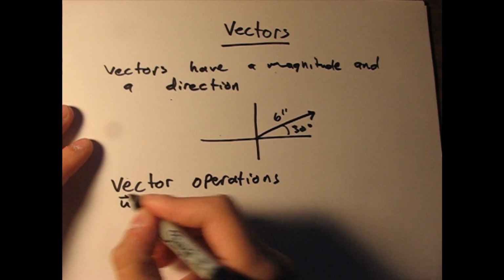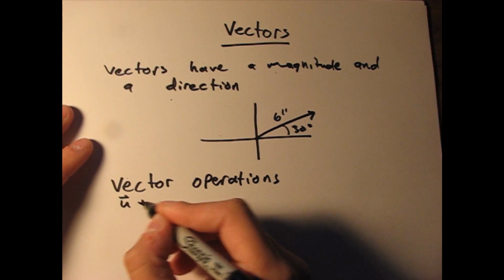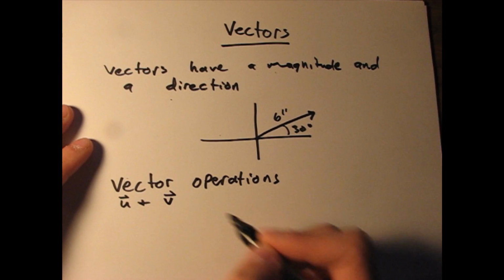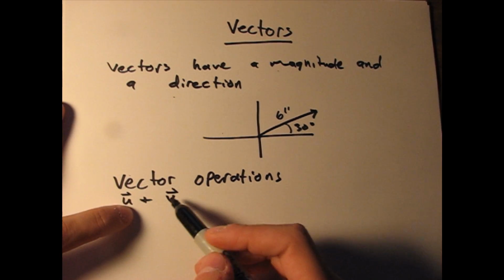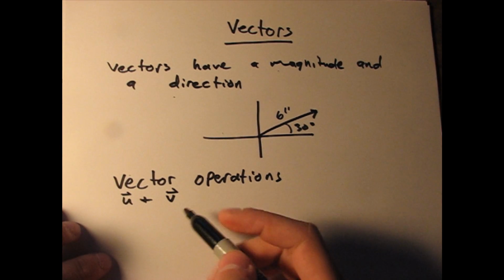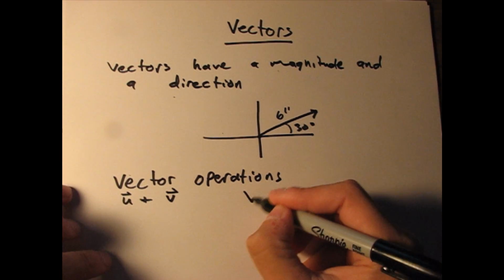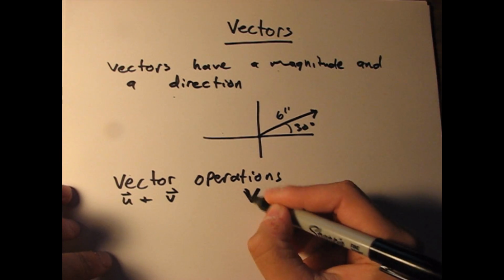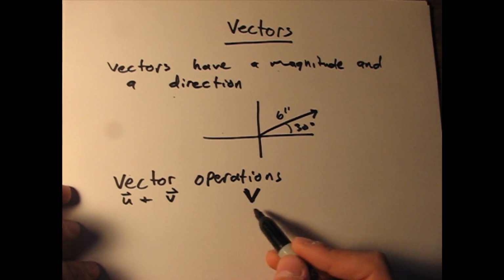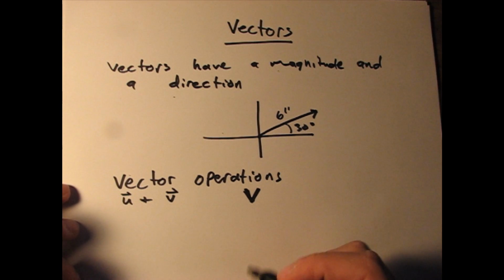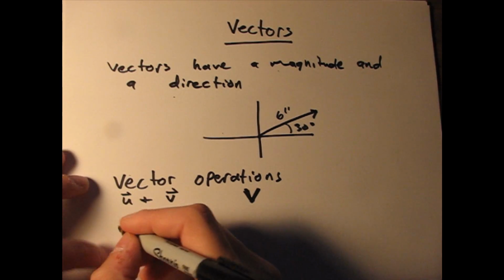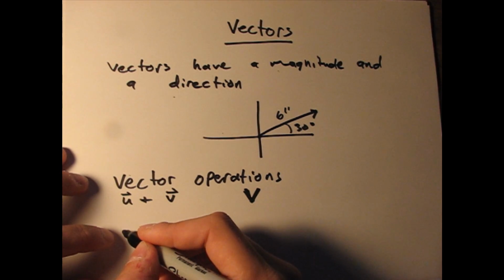For vector u and vector v, this is how you would denote it, either with some sort of arrow on top, or in some textbooks they'll make it bold-faced, but it's hard to write it that way. So we usually put an arrow on top when we're writing it on paper. Okay, so how would you do vector addition?